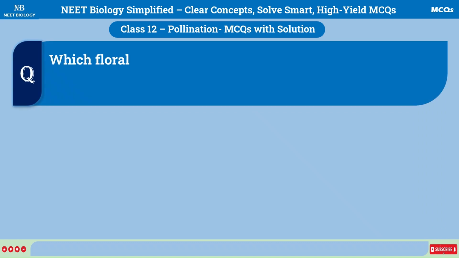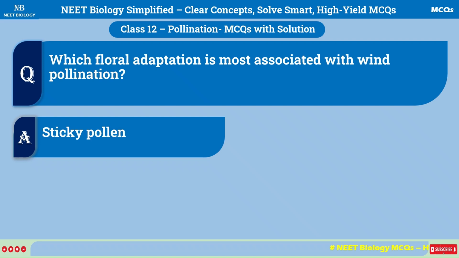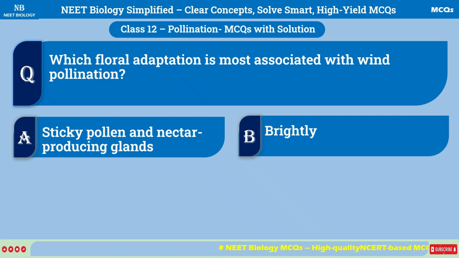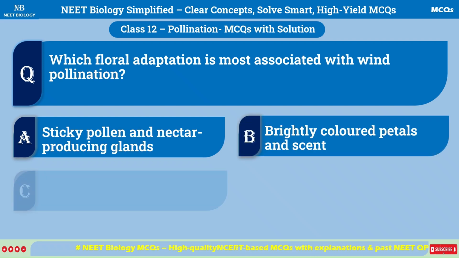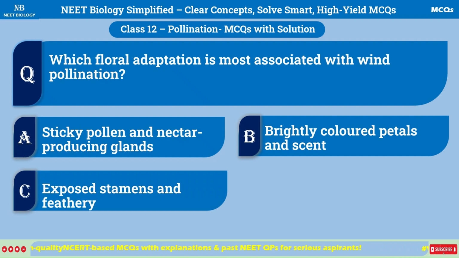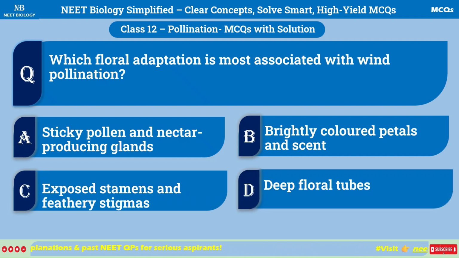Which floral adaptation is most associated with wind pollination? A. Sticky pollen and nectar-producing glands. B. Brightly colored petals and scent. C. Exposed stamens and feathery stigmas. D. Deep floral tubes and nectar spurs.